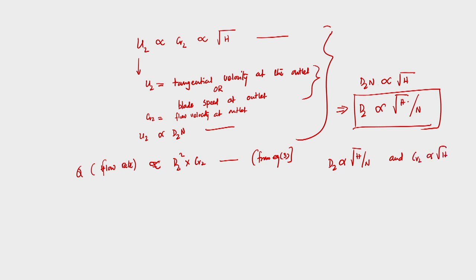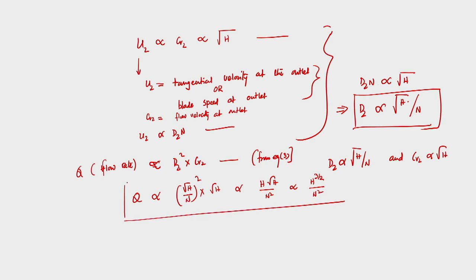So, if I put these two values over here, then volume flow rate varies as root h by n square into root of h, that means varies as h into root h by n square, that means varies as h power 3 by 2 by n square. So, this is very important, that flow rate of the pump varies as h power 3 by 2 by n square.